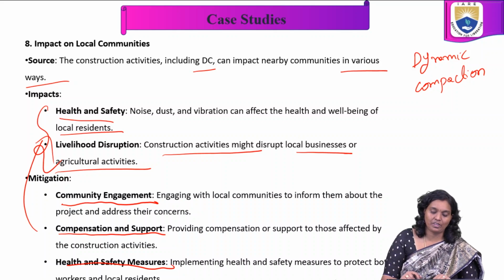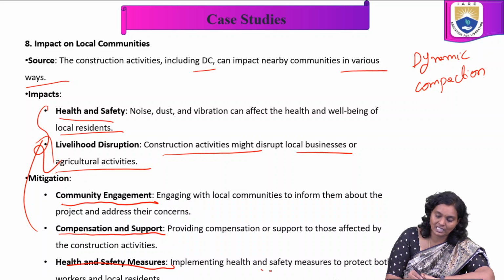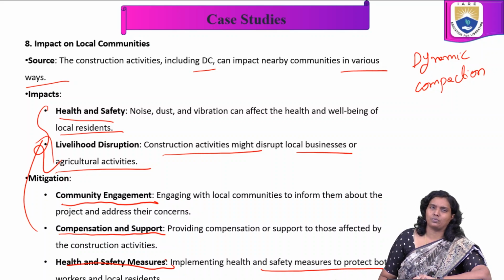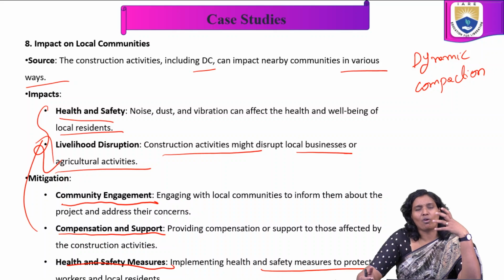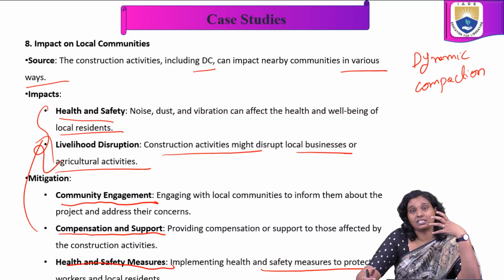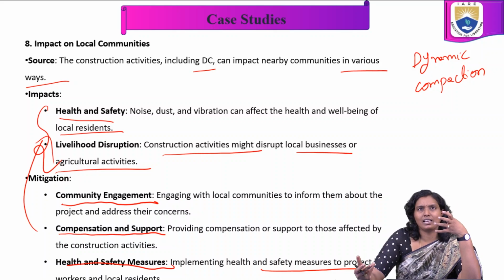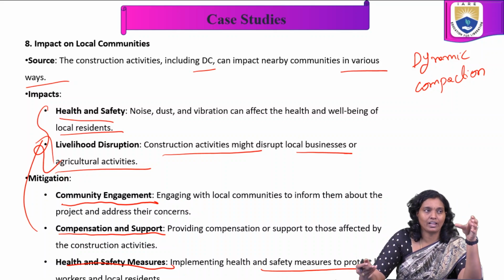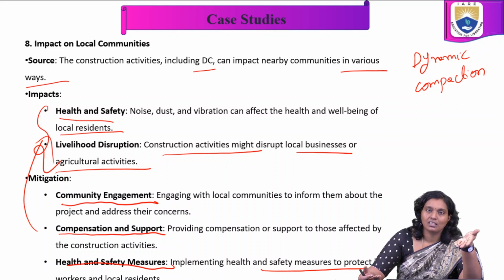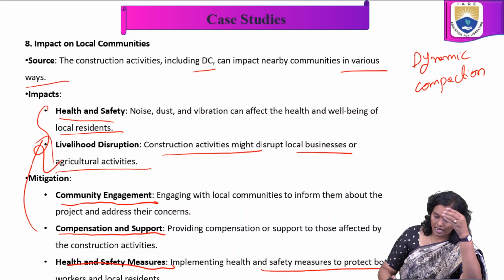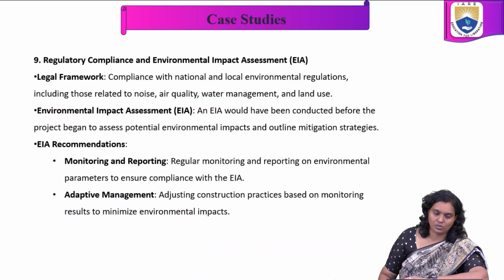In health and safety measures, we implement measures to protect both workers and local residents. All this noise and dust, the workers also face. How much PPE is there? Is any safety equipment there? Even though the workers are going to be affected, to reduce that effect we have to measure. More safety measures are required, and implementing them is helpful for the local areas also.